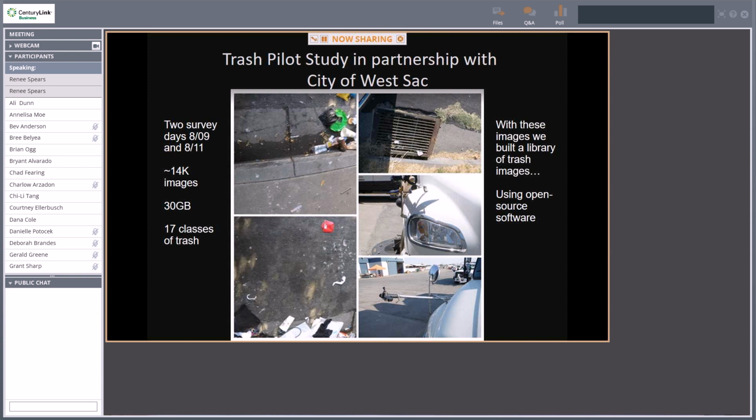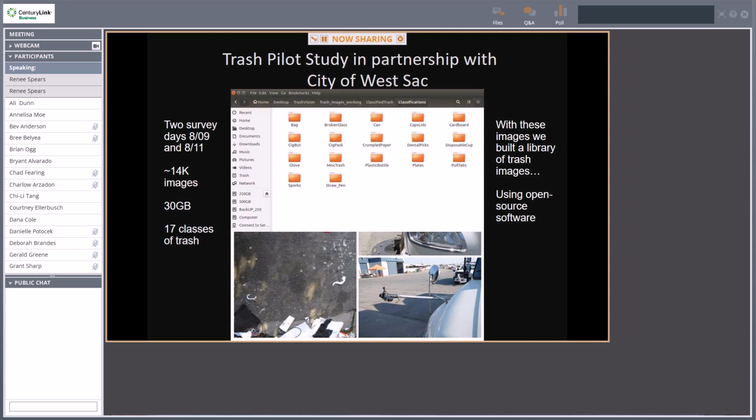Now, if you want to train a computer to see something, you have to create a lot of different versions of it. So we use these larger images to crop out different types of trash, and thereby created a trash library with 17 different classifications. So you've got bags, broken glass, cans, caps, lids, cardboards, cigarette butts, cigarette packs, crumpled paper, dental picks. Apparently, you can attach a giant plastic handle to a little bit of dental floss. Didn't know that.